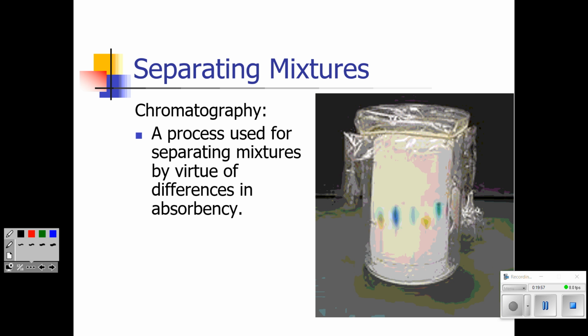All right, chromatography is a process used for separating mixtures by virtue of their absorbency. So if you put a black ink on a chromatography paper, the picture to the right shows how that could change into different colors as they absorb into the paper. Black ink is made up of a lot of different colors, so you would see the different colors that go into making up those inks.